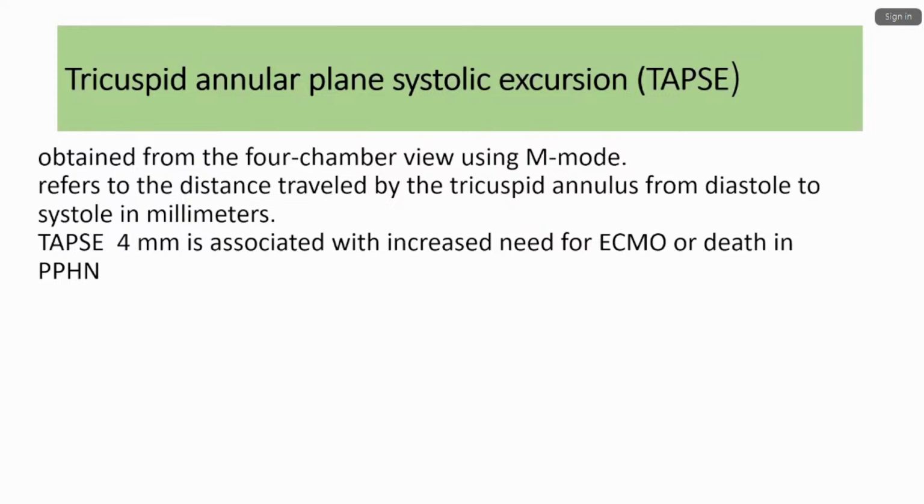Another parameter is tricuspid annular plane systolic excursion, that is TAPSE. This is obtained in 4-chamber view using M mode. This refers to the distance traveled by the tricuspid annulus from diastole to systole, and it is measured in millimeters. This has prognostic value also. TAPSE of less than 4 mm is associated with increased need for ECMO or death in PPHN.